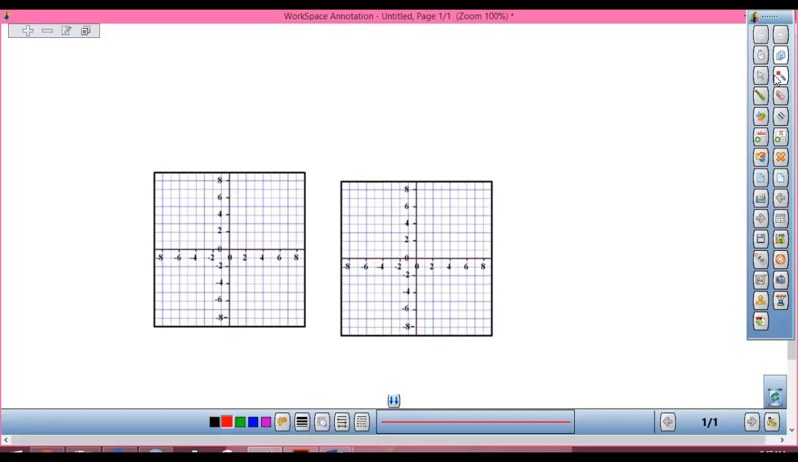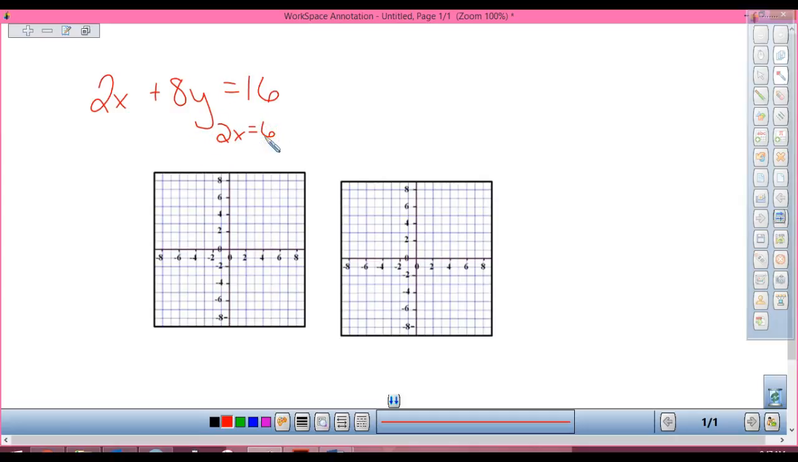All right, so let's say I have 2x plus 8y equals 16. When we found intercepts, does anybody remember the cover-up method? To solve for x, we covered up y, and we had 2x equals 16. So x equals 8. That point is going to be (8, 0), so we put a point at (8, 0).